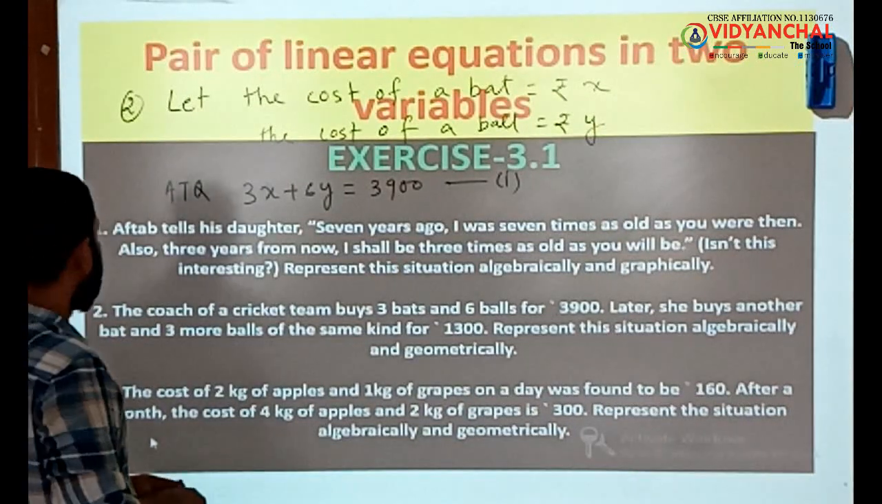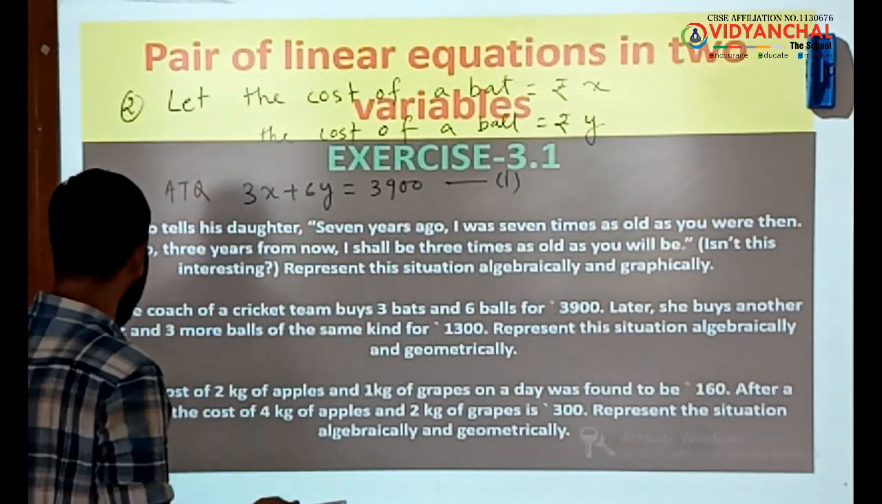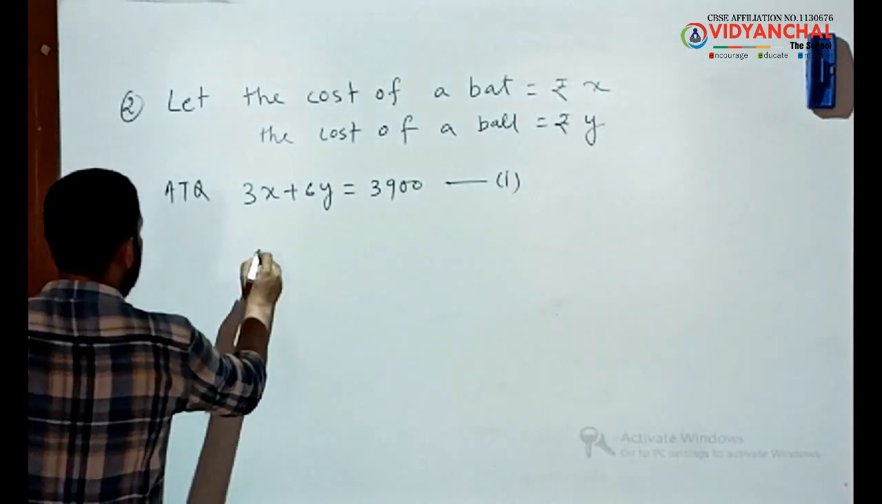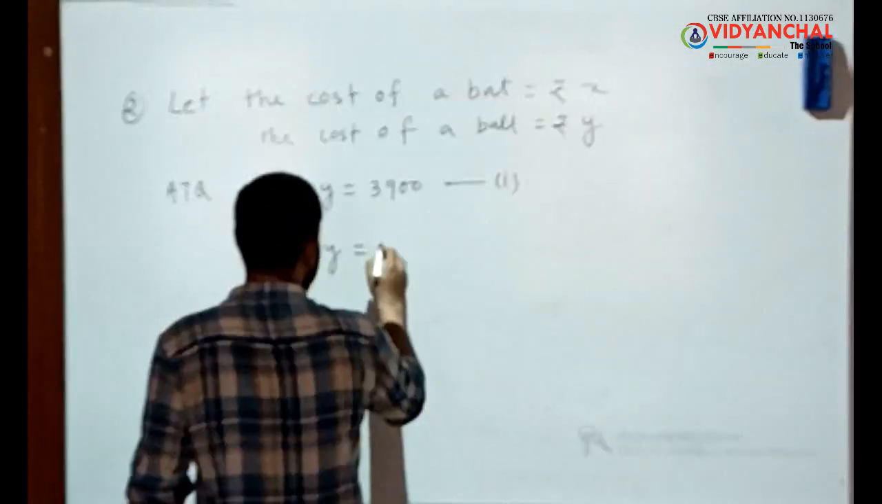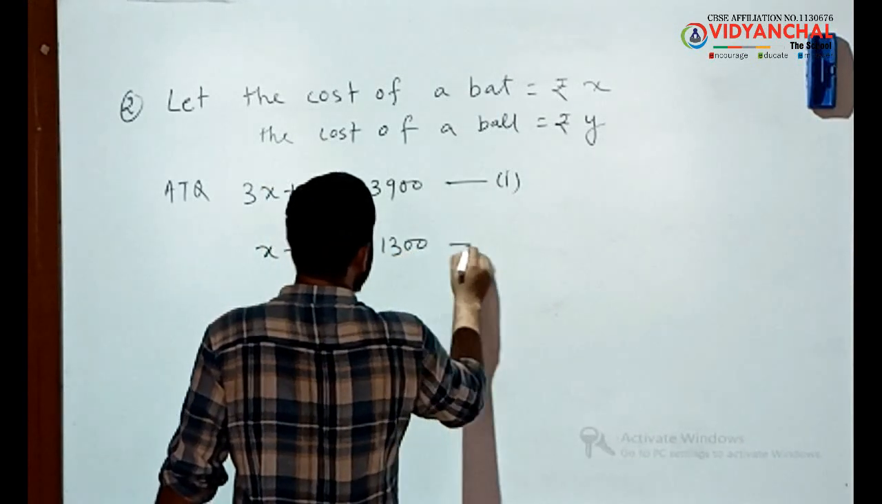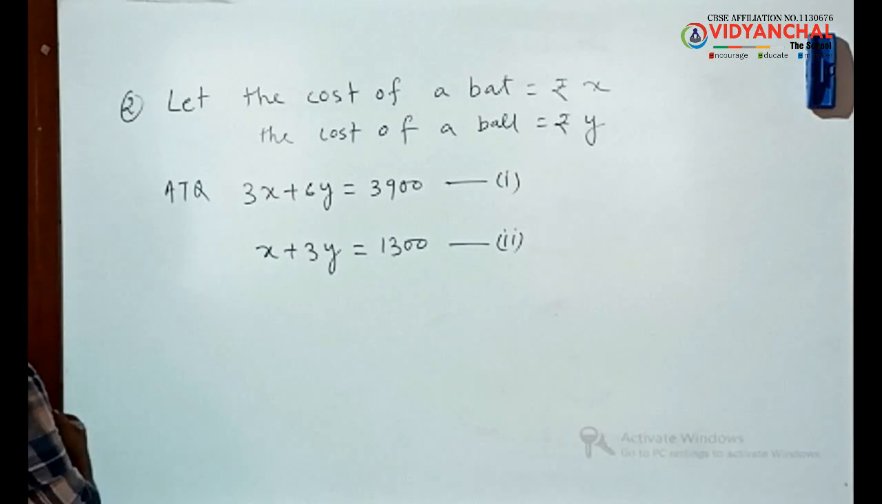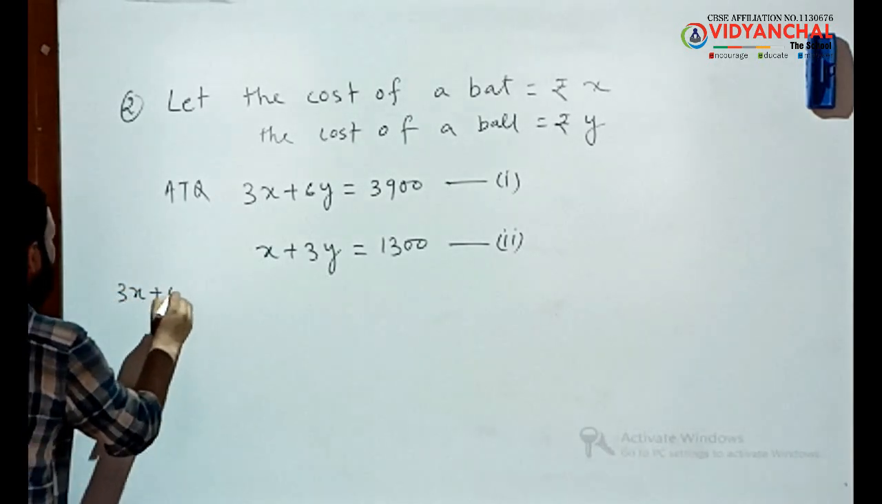And the second one, she buys another bat and 3 more balls of the same kind for rupees 1,300. Another bat means only 1 bat and 3 more balls means x plus 3y equal to 1,300. This is our second equation. Now algebraically we have represented it. Now we need to represent this on a graph. So for that we need to find its coordinates.